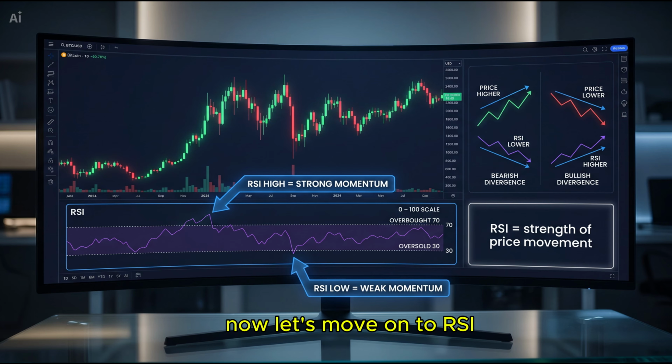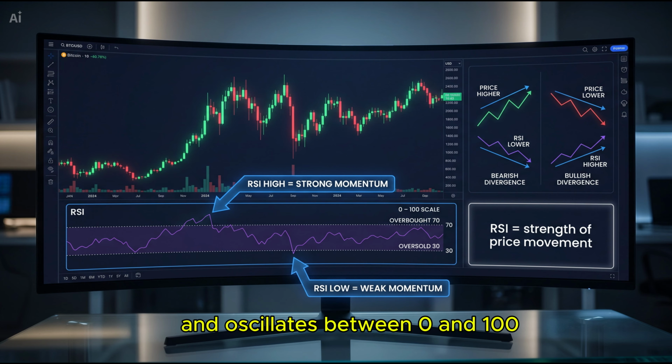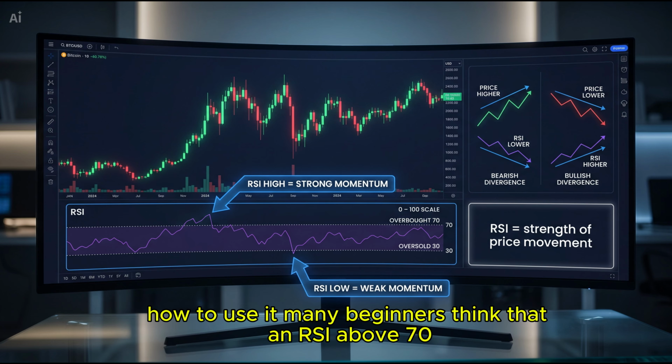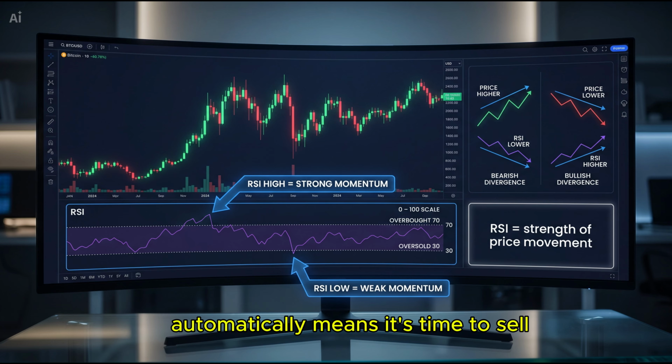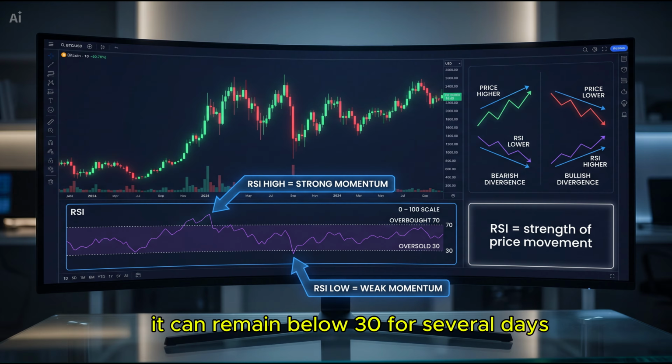Now let's move on to RSI, one of the most widely used oscillators. The RSI measures the strength of price movements and oscillates between 0 and 100. Key levels: above 70 is overbought, below 30 is oversold, around 50 is the neutral zone. How to use it? Many beginners think that an RSI above 70 automatically means it's time to sell. In reality, in a strong bull market, the RSI can stay above 70 for a long time. In a strong bear market, it can remain below 30 for several days.